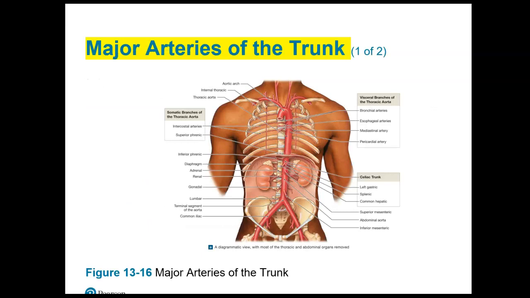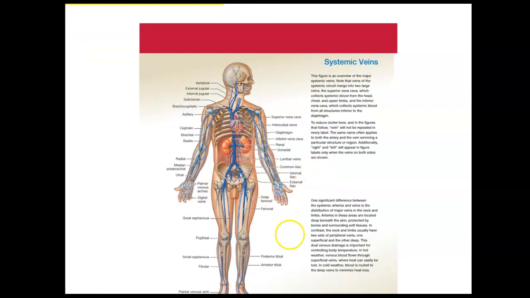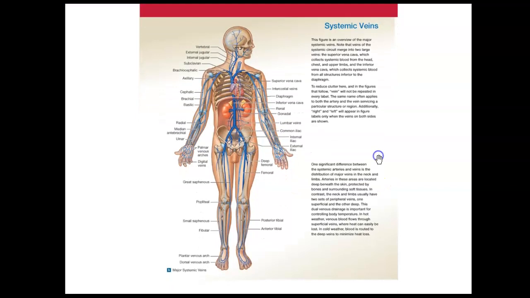Arteries of the trunk. I'm just going to skip this. Okay, so let's do the veins. I just mainly want you to know the major ones. And they're going to be real similar to the arteries, except you don't have jugular arteries. You have jugular veins and carotid arteries. They're analogous to each other.